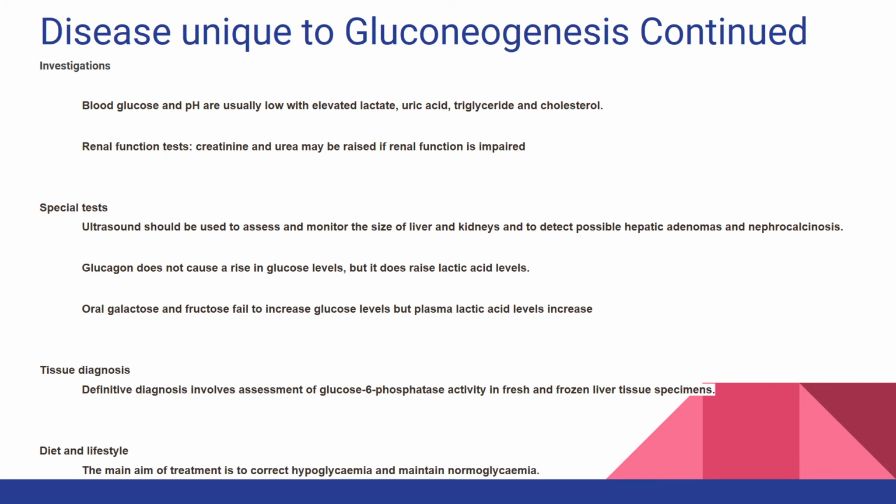Blood glucose and pH are usually low, with elevated lactate, uric acid, triglyceride, and cholesterol. Renal function tests, creatinine and urea, may be raised if renal function is impaired. An ultrasound should be used to assess and monitor the size of the liver and kidneys to detect possible hepatic adenomas and nephrocalcinosis. Glucagon does not cause a rise in glucose levels, but it does raise lactic acid levels. Oral galactose and fructose fail to increase glucose levels, but plasma lactic acid levels increase. Definitive diagnosis involves assessment of glucose 6-phosphatase activity in fresh and frozen liver tissue specimens. Histology shows increased amounts of normal glycogen as well as fatty infiltration of the liver. Kidneys may show glomerular hypertrophy.